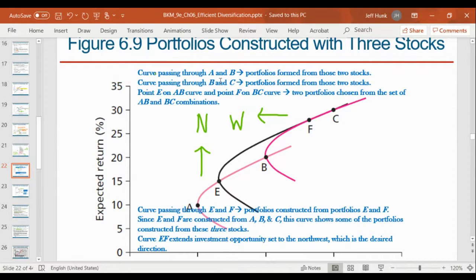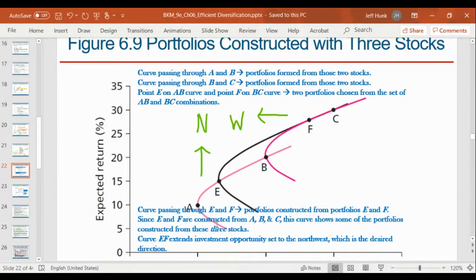It works this way: there is a curve passing through A and B, and A and B are two points on the curve constructed by these two assets, right? And a curve passing through B and C, that's also a portfolio consisting of these two stocks. I mean, within the stock portfolio, when you have two or more of these individual stocks, it's also a smaller, minor portfolio, right?